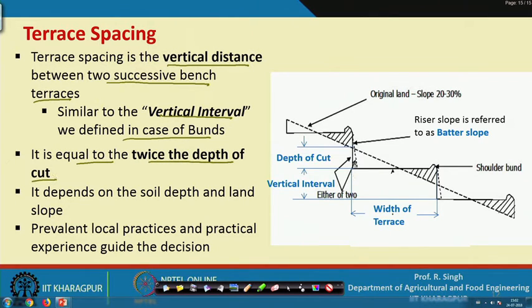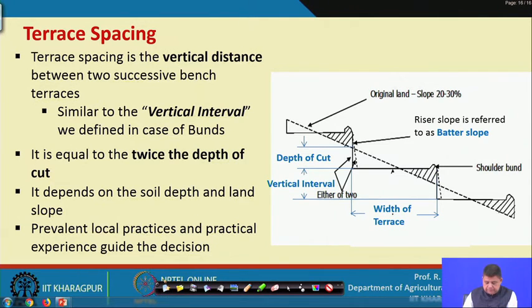So, because depth of cut and depth of fill are more or less similar, that is why it is twice the depth of cut. Of course, the value depends on soil depth and land slope, and prevalent local practices and practical experience guide the decision. So, what should actually be the vertical interval will depend not only on soil depth and land slope, but also on the local practices and the experience in a given area. Based on that, we decide the vertical interval.